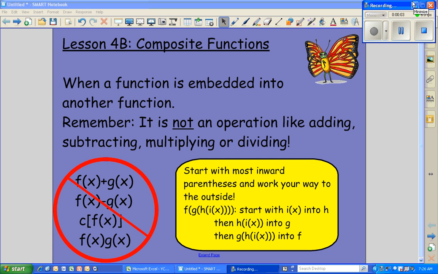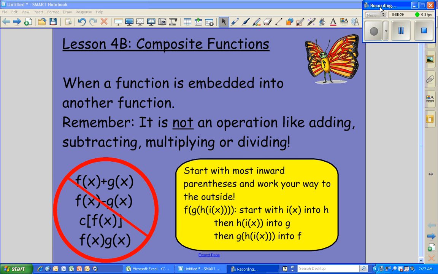Okay, in lesson 4B, we're going to work with composite functions. This might be your first experience working with these. That's when a function is embedded into another function. What you want to remember is that you're not adding, subtracting, multiplying, or dividing the functions. The most common one people confuse is multiplication.